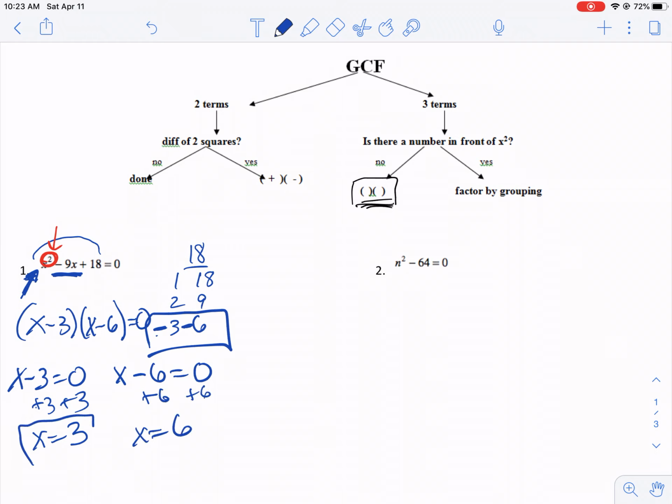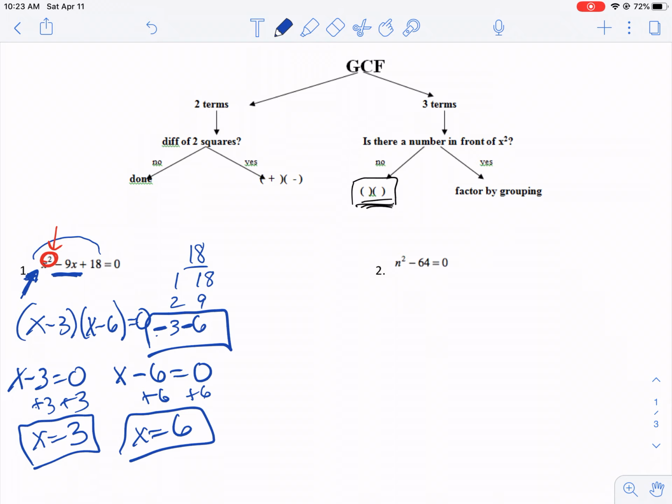So these are my roots. If I were to take the 3 and plug it back into the original equation, I would get 0, which would be the y value. So it's like the point (3, 0). That's a root. If I plug the 6 back into the equation, I will get a 0. That's my other root. So your 2 roots are 3 and 6.